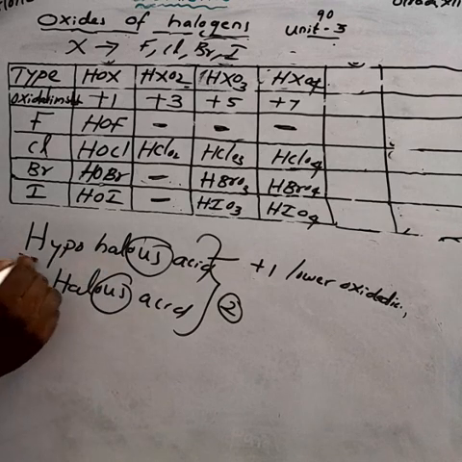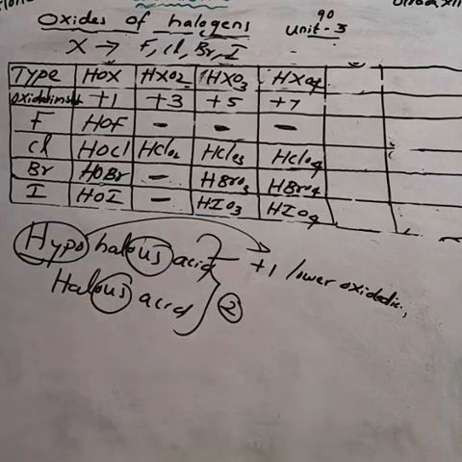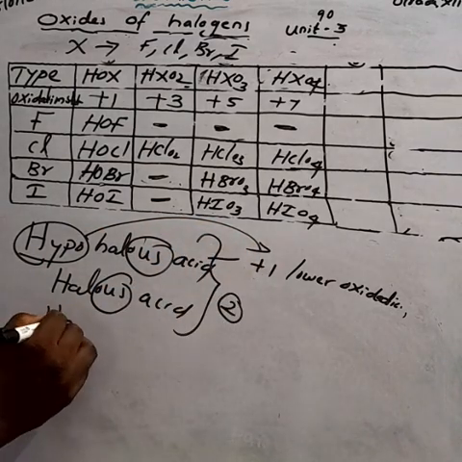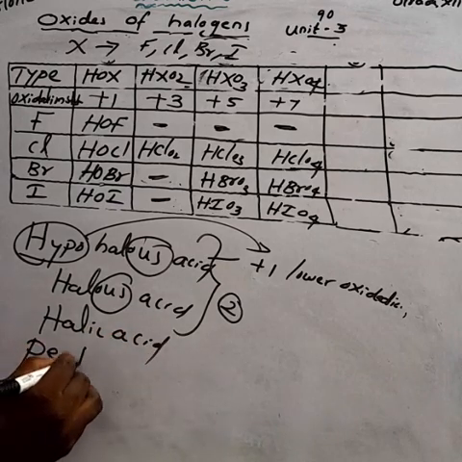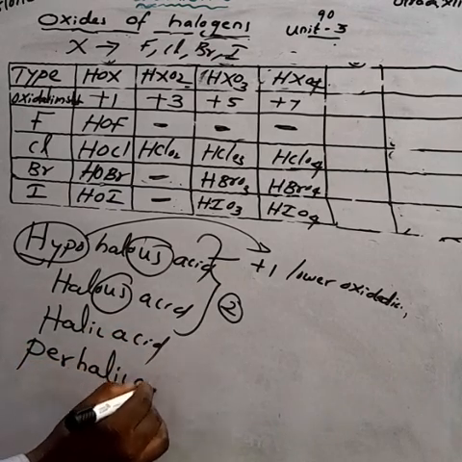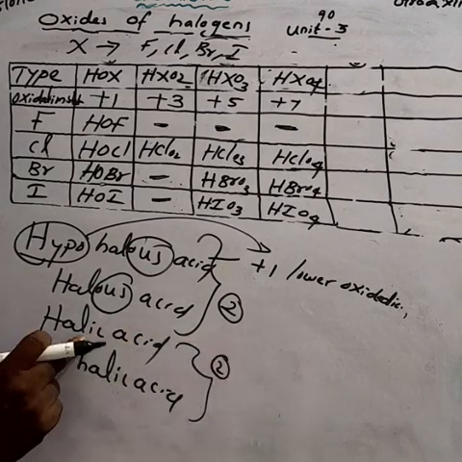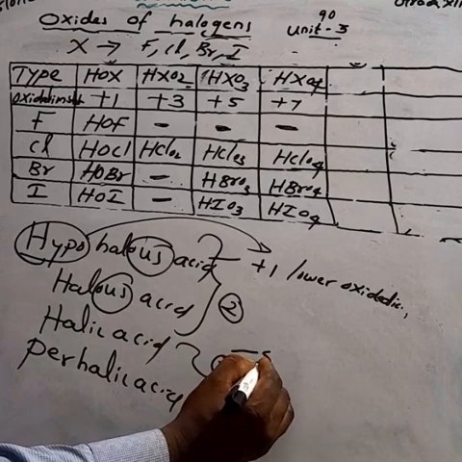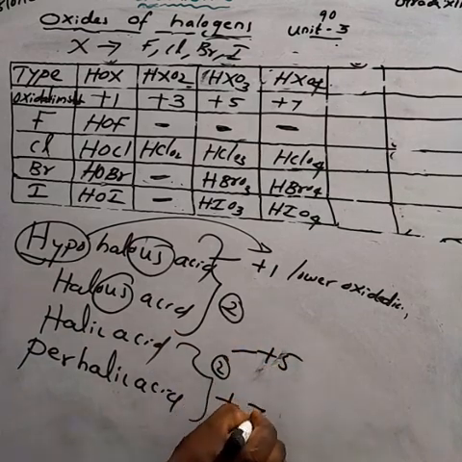Hypohalous acid means the oxidation state is +1, that is a lower oxidation state. Next one, ic acid and perhalic acid. Perhalic is also an ic acid, am I right? They have two types of ic acid. One is halic acid, which is +5 oxidation state. Another one is perhalic acid, +7 oxidation state.